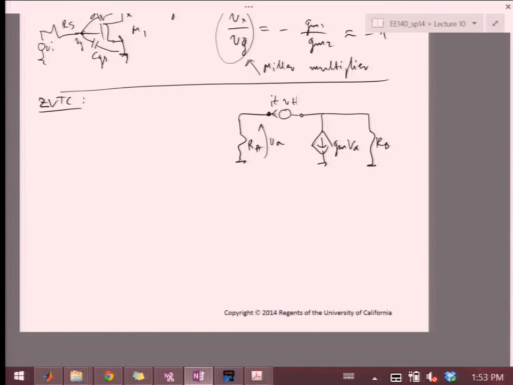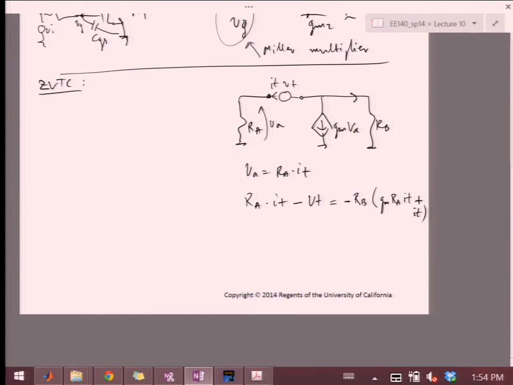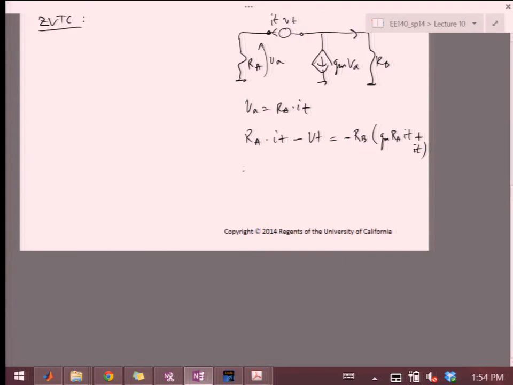And so let's just go through the pain of doing it once, and then you can see what it is. So VA is RA times IT, and so I'll have RA times IT, that's this voltage, minus the V test, equals this voltage developed on RB. So it will be minus RB times (GM RA I test, that's my VA, plus I test). This is because this current is the negative sum of these two currents. Okay, and from this I can move all the things to one side and have RA plus RB plus GM RA RB equal V test over I test. Okay.